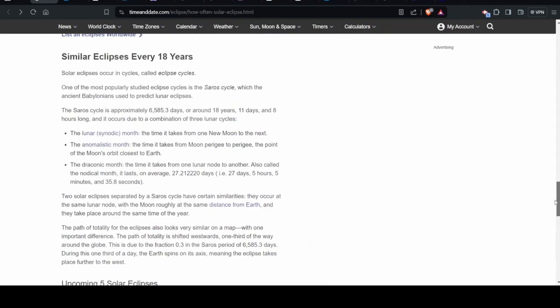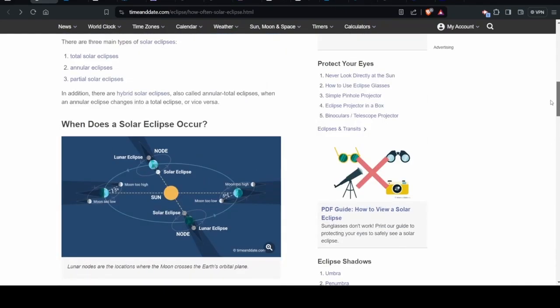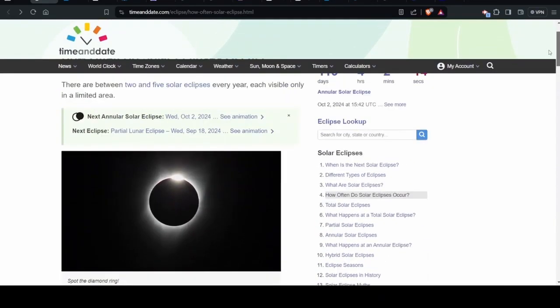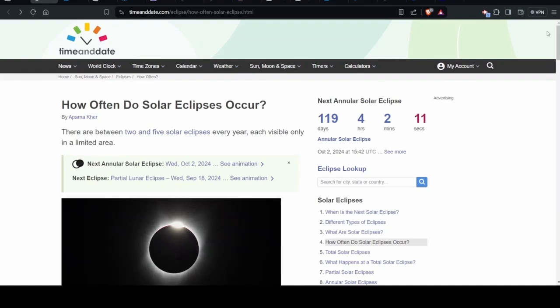All right, so this is a good site to look at. They have a lot of, like I said, good information about eclipses in general. So, timeanddate.com. I'll put all these in the show notes.